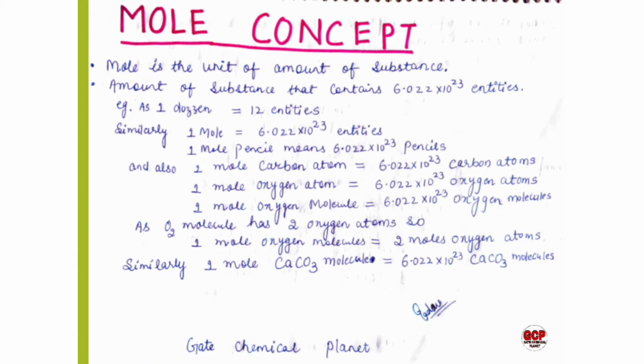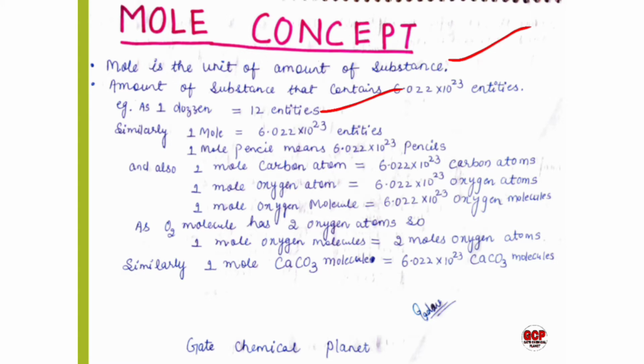Okay, so now we will cover mole concept. Do you have any idea about mole? No? So students, mole is the unit of amount of substance. Amount of substance that contains 6.022 × 10^23 entities. If I say 1 dozen banana, then 1 dozen banana means 12 bananas. Similarly, 1 mole equals 6.022 × 10^23 entities.